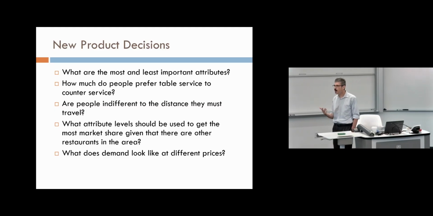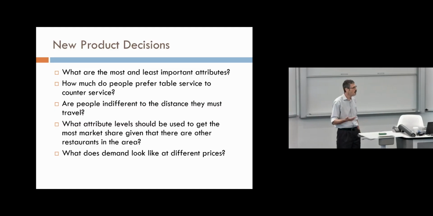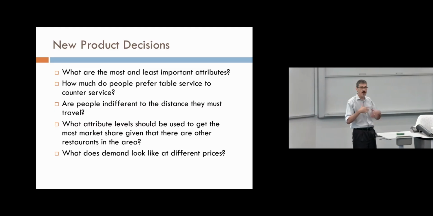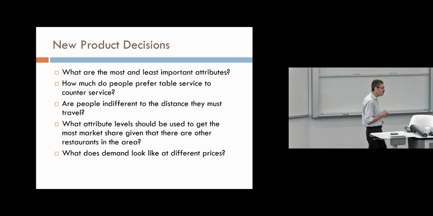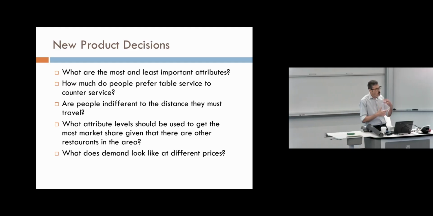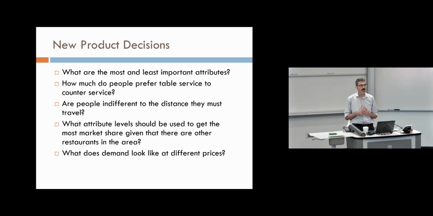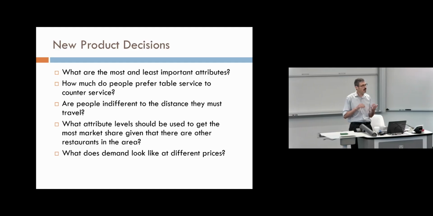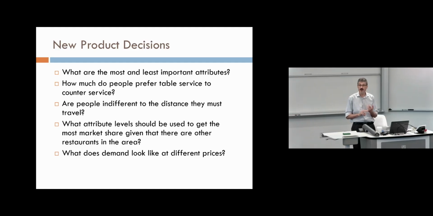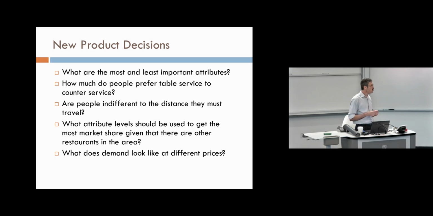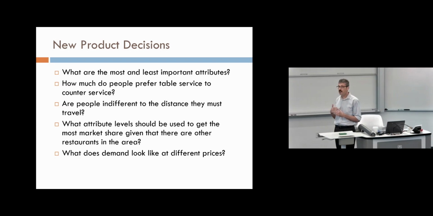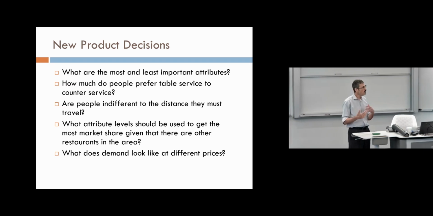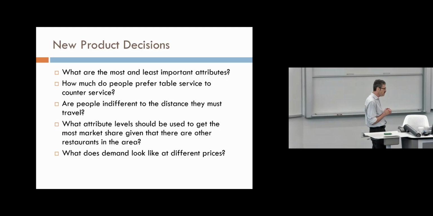Just like for any product that I can launch, there might already be other products in the market. I'm thinking about introducing something new, and I want to think about which configuration of a product I might introduce that will allow me to gain the most market share. Which configuration will allow me to gain the most profit? And I also want to understand what demand might look like at different prices. That will allow me to get an estimate of what price sensitivity is.